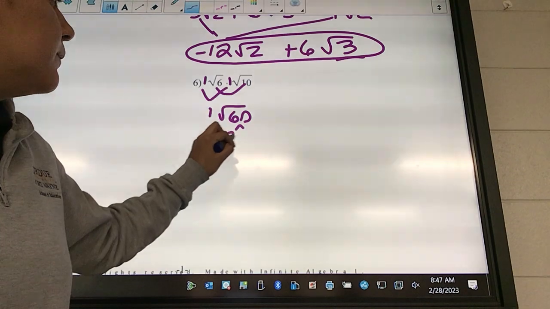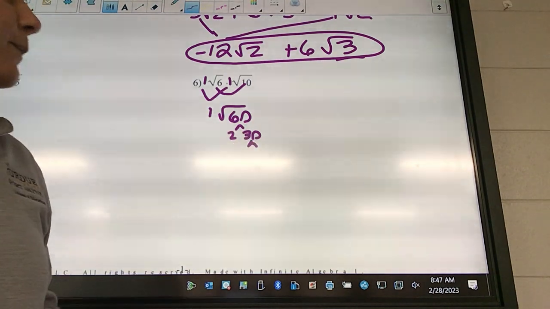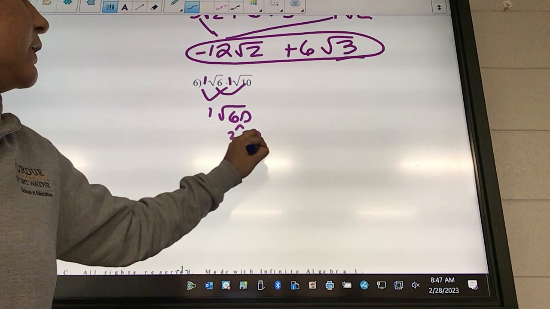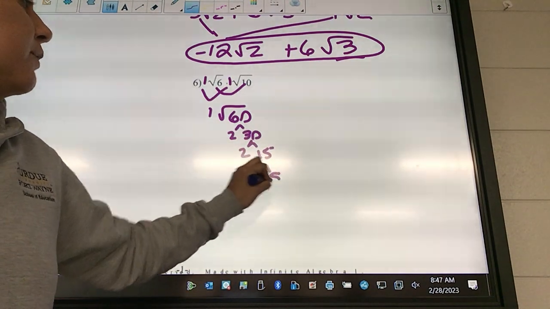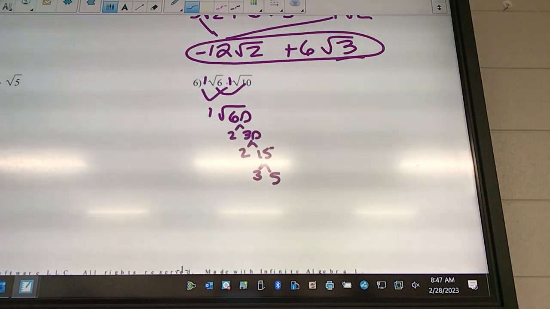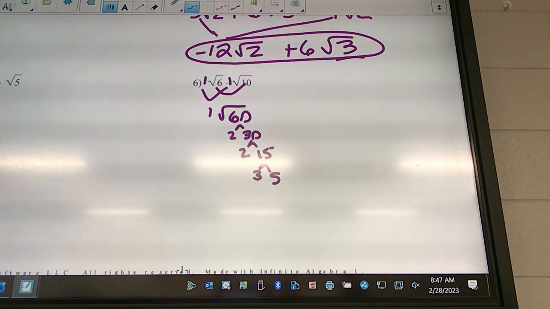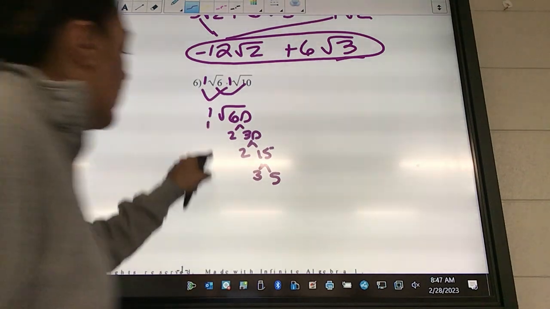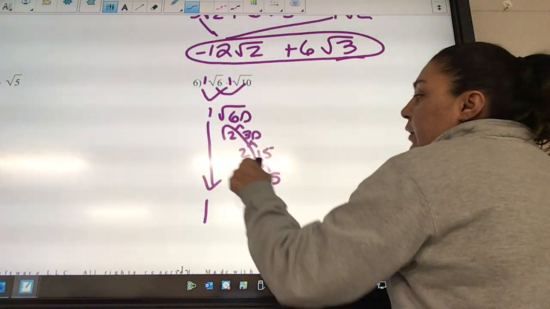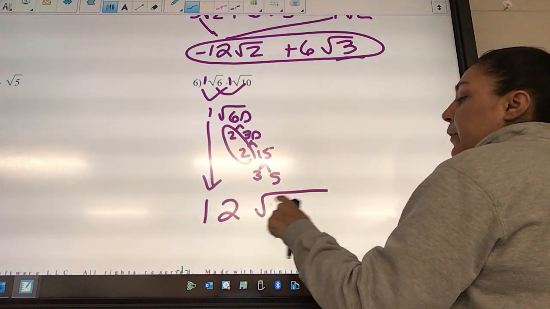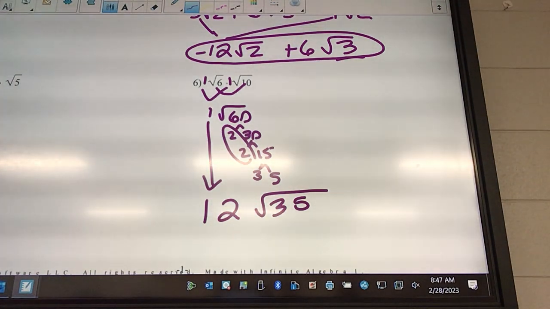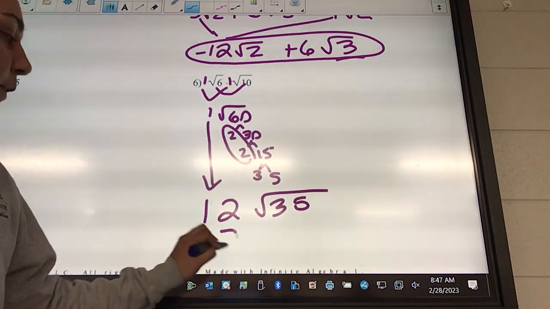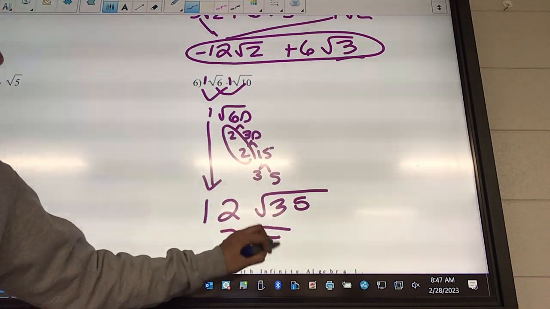2 and 30. Okay, 30. 2 and 15. 15. 3 and 5. Okay, so of the 60, who can go? A group of 2's. Okay, and we still have this 1 right here. Okay, so we got 1. The 2's can go. And then the 3 and the 5 got to go back on the inside. What do you do with all those pieces? Multiply them. So 1 times 2 is going to be 2 square root of 15.